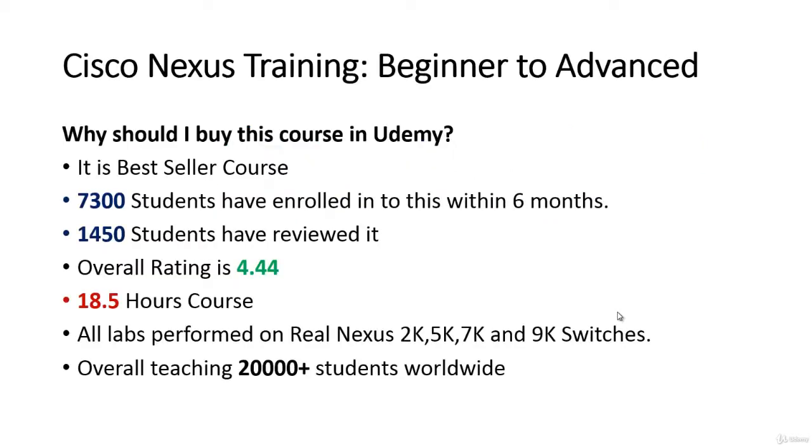First of all, let me tell you why you should buy this course. The main reason is that on the Udemy platform, this course carries the bestseller tag. That means it is being bought by the most students in this Nexus category. 7,300 students have enrolled within 6 months, and nearly 1,400 people have given ratings and feedback. You will be able to read all of that on the course landing page. The overall rating is 4.44, and the length of this course is nearly 19 hours.